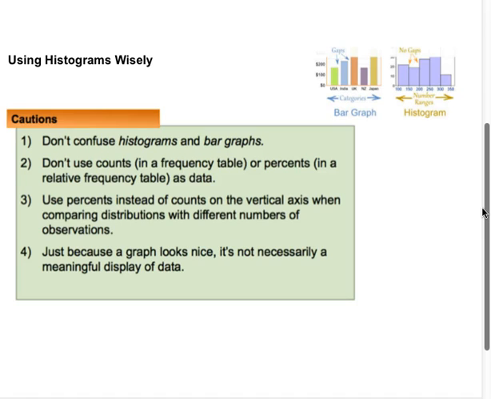It doesn't work. Use percents instead of counts on the vertical axis when comparing distributions with different numbers of observations. Remember, when you're dealing with different numbers of observations, percents are more useful than counts, because obviously the one that had more observation points is going to likely have more data in each category. And just because a graph looks nice is not necessarily a meaningful display of data. So make sure whatever you're looking at is actually displaying what you want it to, not just that it's pretty to look at.